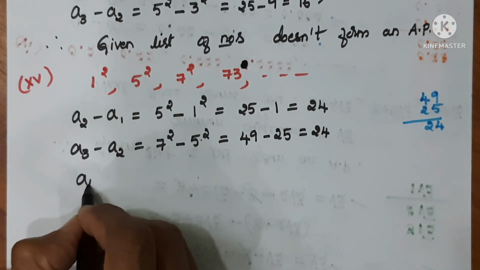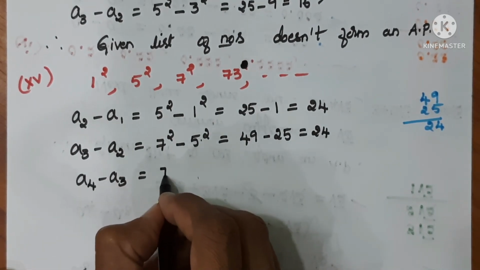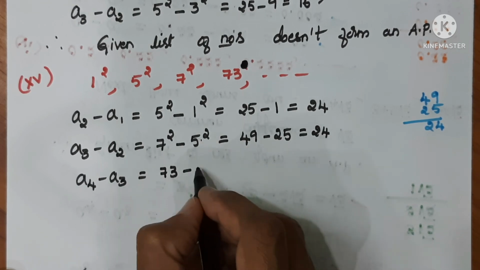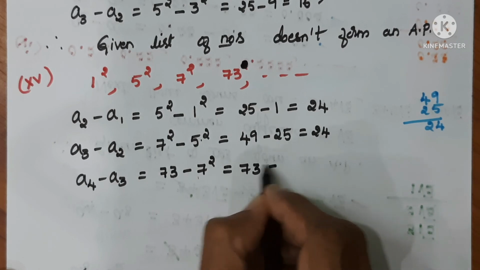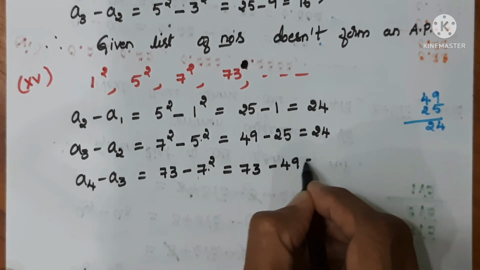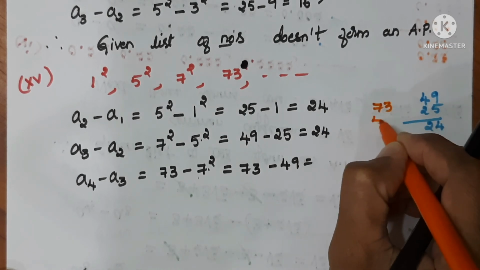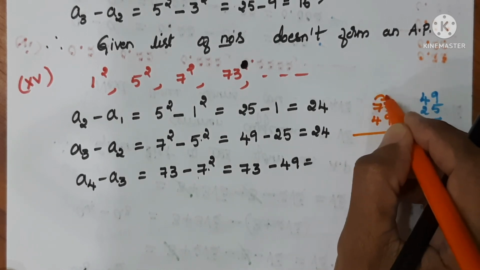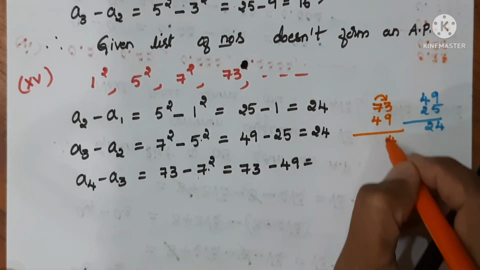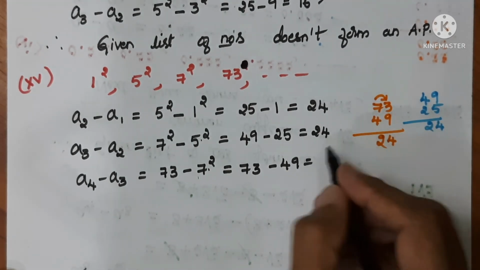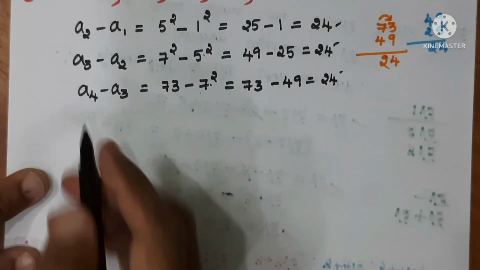Again the next one, A4 minus A3 equals the fourth term 73 minus the third term 7 square, which is 49. Let us subtract 73 minus 49. Here we have to take a carry. 13 minus 9 is 4. The 6 will be remaining. 6 minus 4 is 2. We got the same difference. Hence the given set of numbers forms an AP.